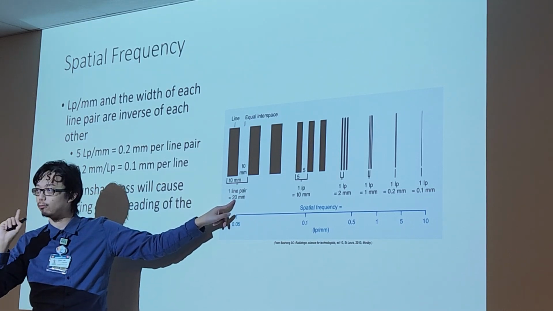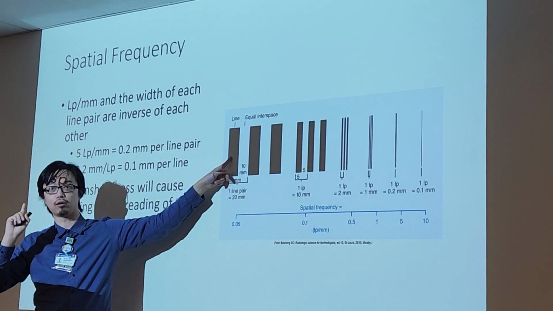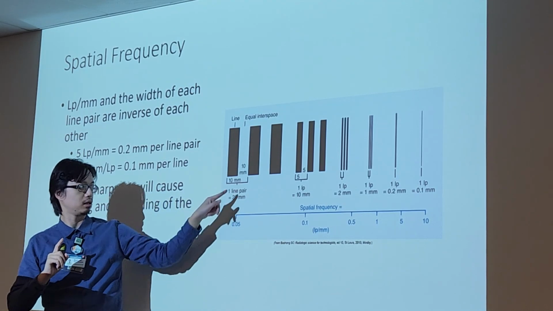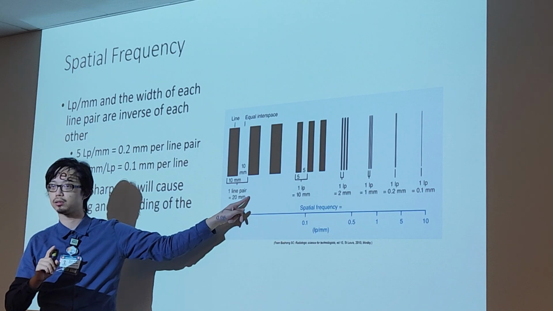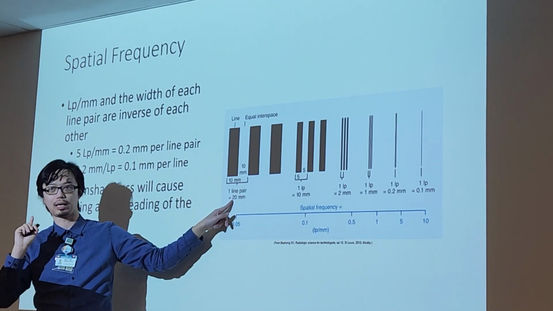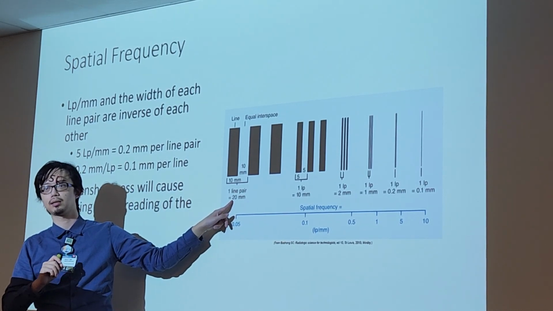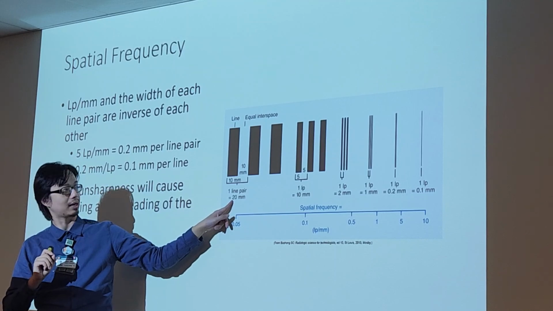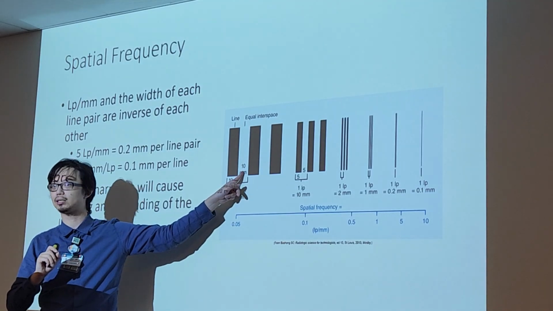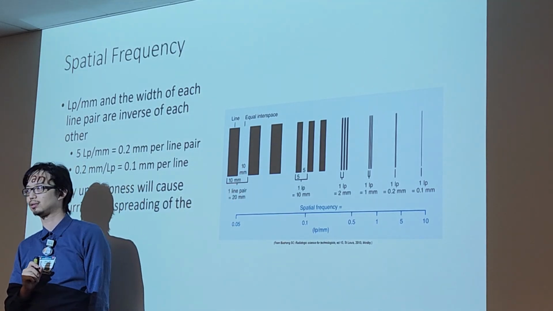Now, if I only want the black, or if I only want the white, what do I need to do with this 20? Divide by 2. So how thick is the black line? 10. And how thick is the white line? 10. So this one is 10, this one is 10. Does that make sense?